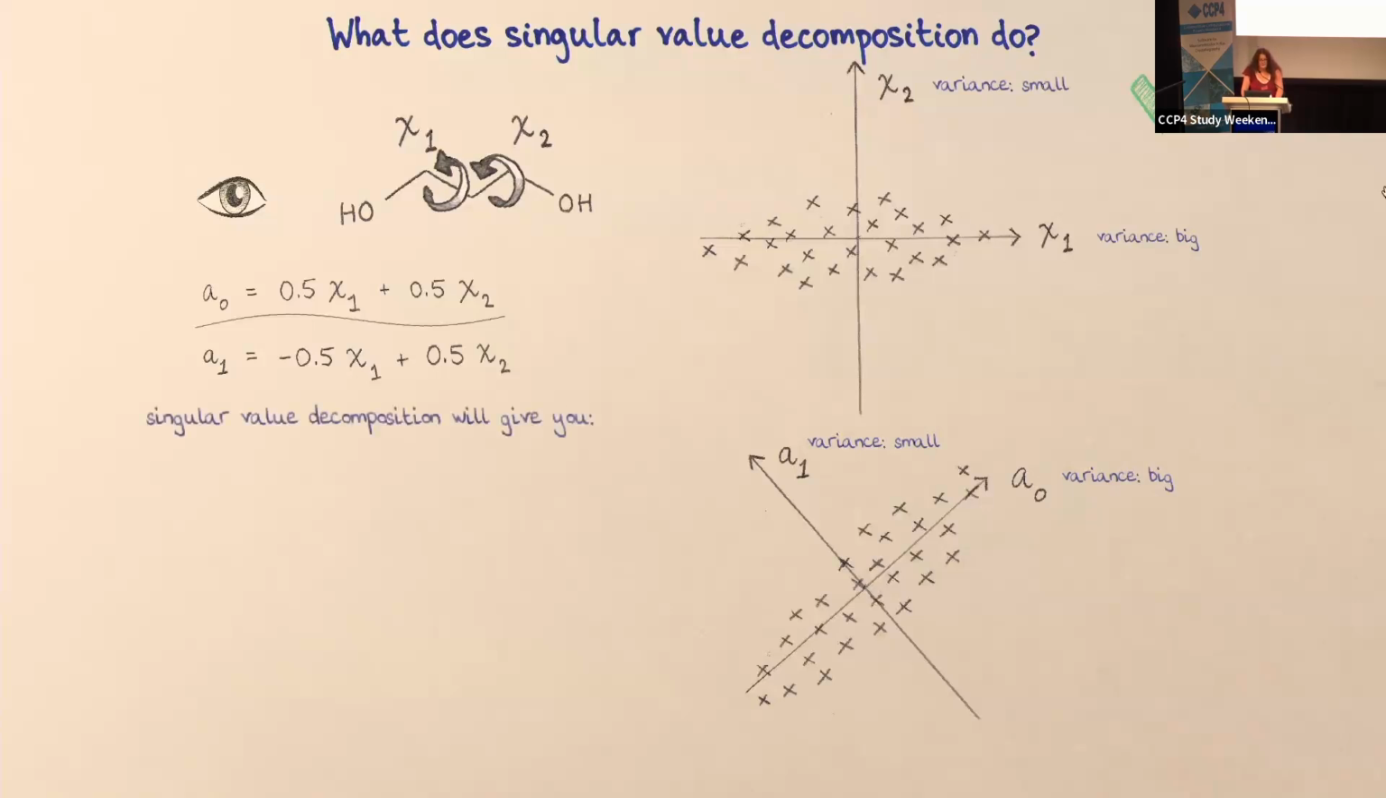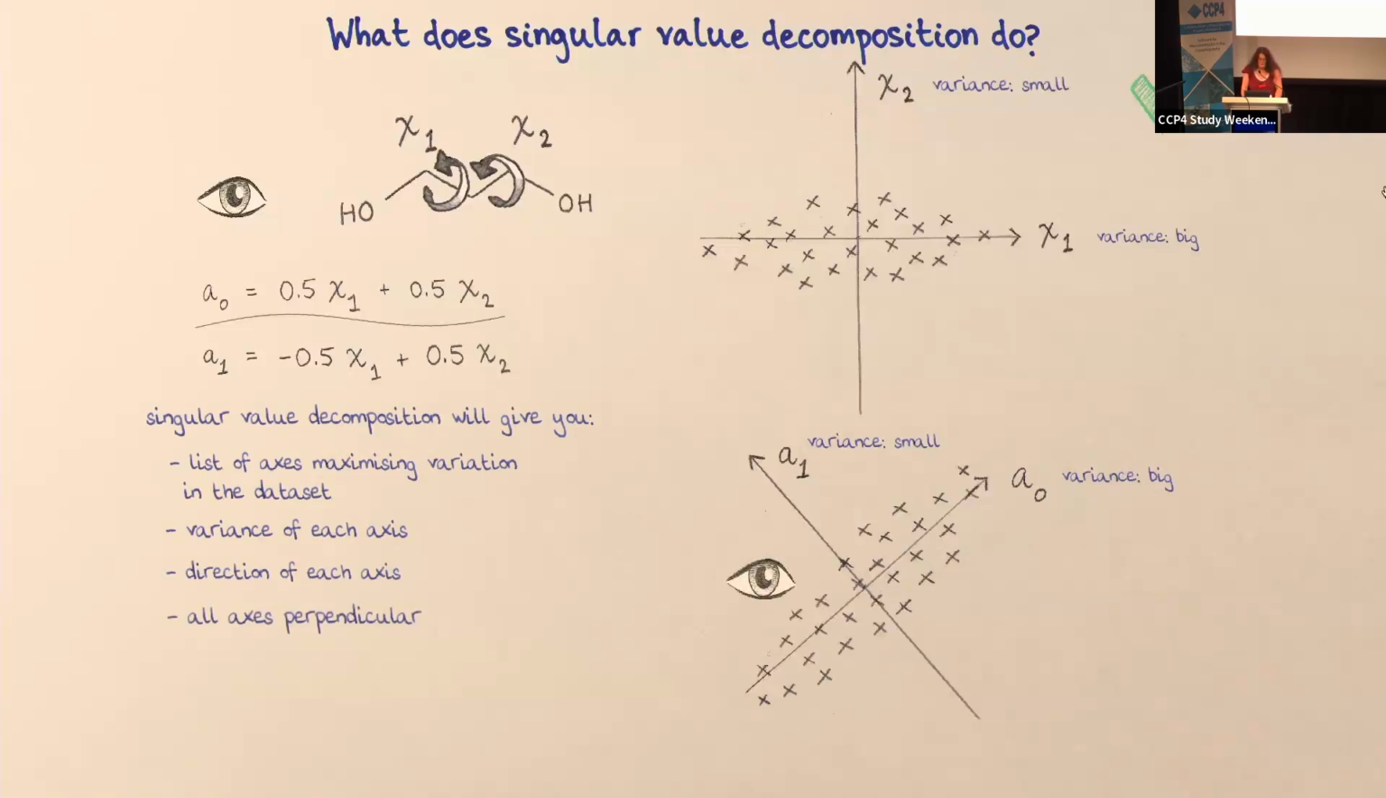What singular value decomposition can give you is a list of all of these axes, which are maximizing the variation in the data set. We have the variance of each axis and the direction of each axis, and each of these axes are all perpendicular. Now, if you want to view this in the new axis position, then this is a form of principal component analysis, which is powered by singular value decomposition.